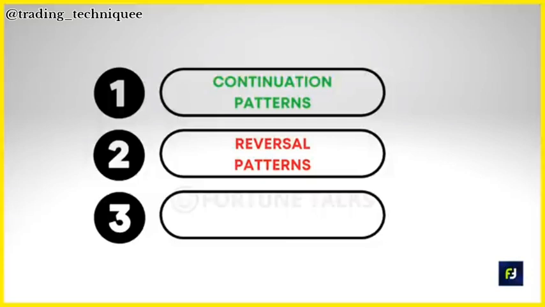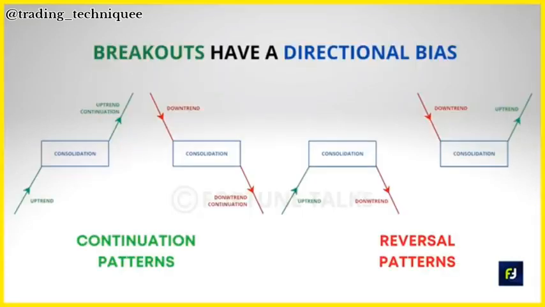In the previous two episodes, we have discussed the most important continuation and reversal patterns, how to identify them, and how to trade them in a very detailed manner. When dealing with both continuation and reversal patterns, we have a clear idea, or maybe a directional bias, towards where the breakout will happen. That is, in the case of continuation patterns, we will look to trade in the direction of the previous trend before consolidation.